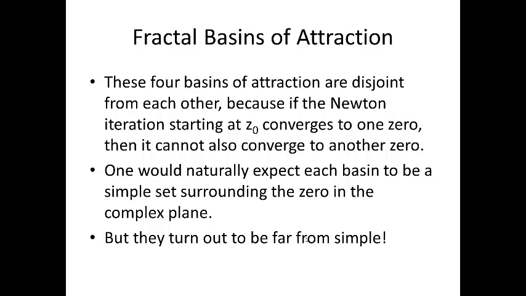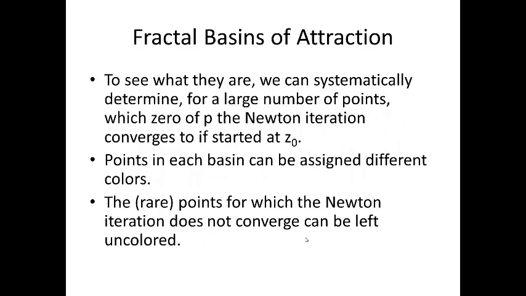And basically we'd expect each basin to be a simple set surrounding the zero in the complex plane, but they actually turn out to be far from simple, and given that you're starting with 4 points on the unit circle in the complex plane. So, to see what they are, we can systematically determine for a large number of points, take a point and determine which zero of p the Newton iteration converges to if started at z0. Points in each basin can then be assigned different colors. And there are going to be some points on occasion that don't converge, and we can leave those uncolored.